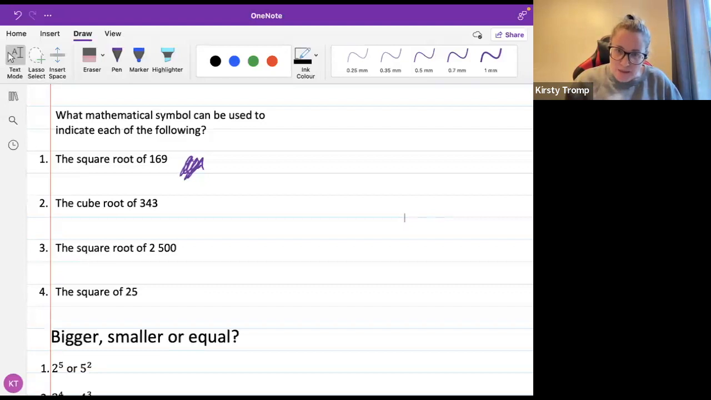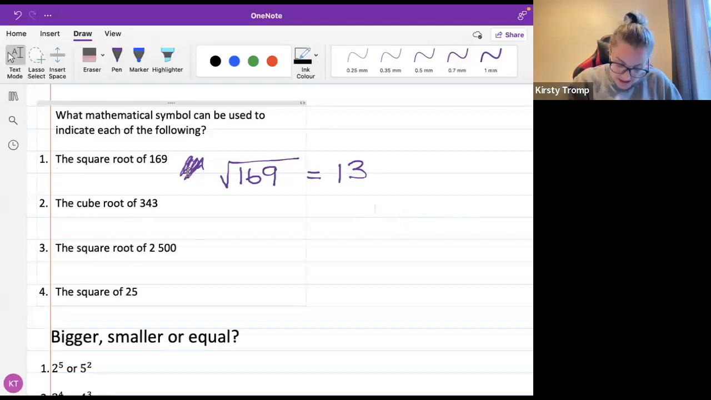So good, I'm seeing some people right in there. When I want to show the square root of 169, I use this symbol, 169. So I put it under a little house. I like that. A little square root house. Good. So the square root of 169 is going to give me 13.